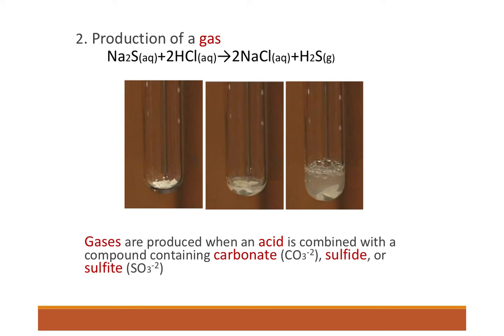The second type of double replacement reaction produces a gas. Our illustration here is showing sodium sulfide mixing with hydrochloric acid. Gases are produced when an acid is combined with a compound that contains a carbonate ion, a sulfide ion, or a sulfite ion. In this case, we have a sulfide ion because it's just the sulfur, and you can see the little bubbles of gas being produced here in our third test tube.